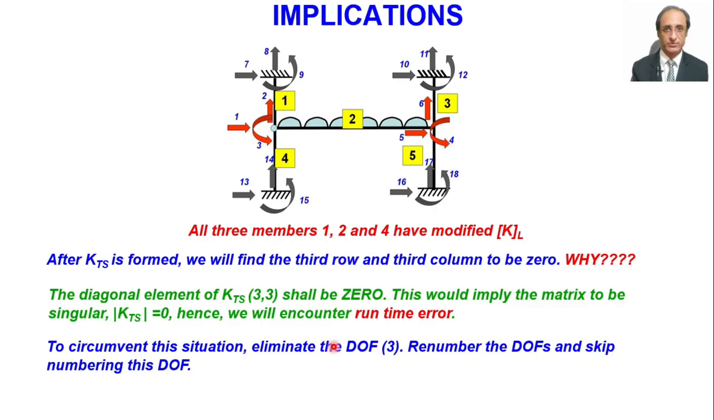So how has this error come? This error has come because of the numerical issues involved here. This can be very easily solved. All we have to do is eliminate this particular degree of freedom altogether. We just renumber the various degrees of freedom, and this particular degree of freedom we skip altogether, so that we don't consider any number associated with it.